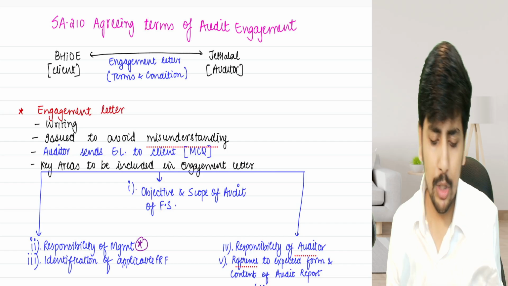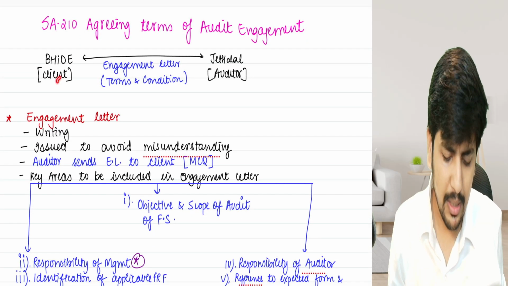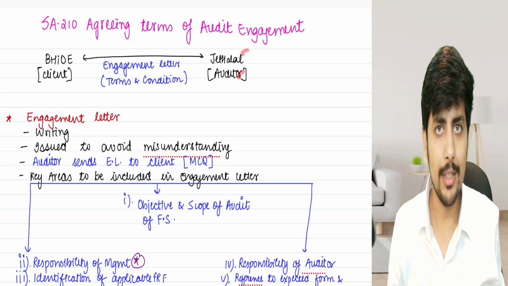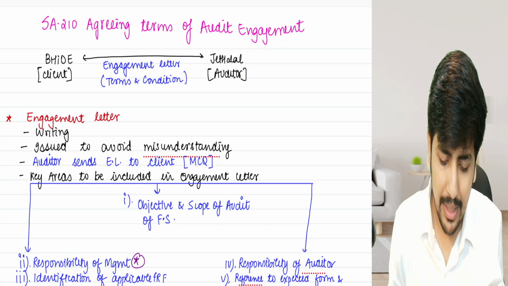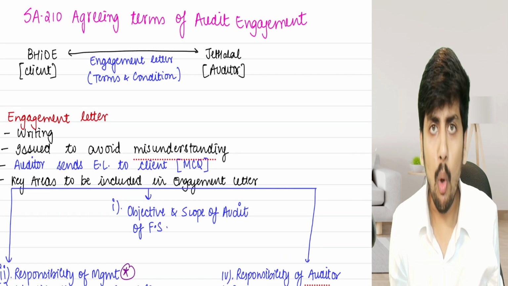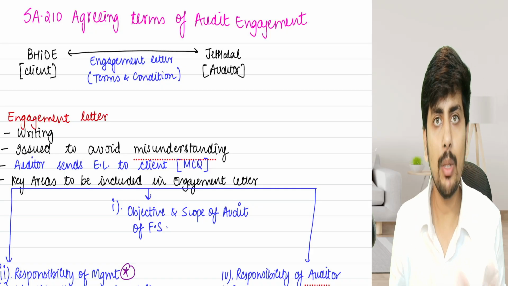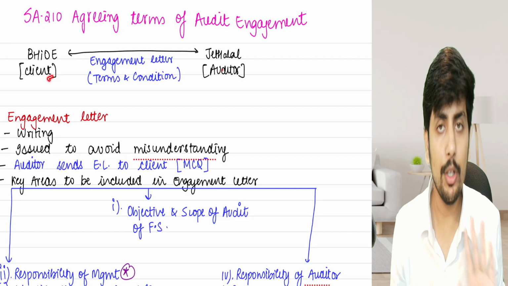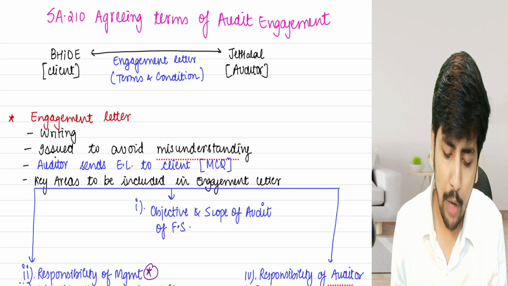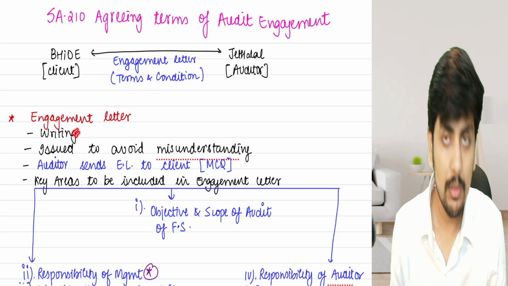So let's focus on the SA 210 part. There is a VDA client and a JTLL auditor. Before moving to the actual audit, there is an engagement letter signed between both the parties, the client and the auditor, which clearly defines the terms and conditions, and it should be in writing.